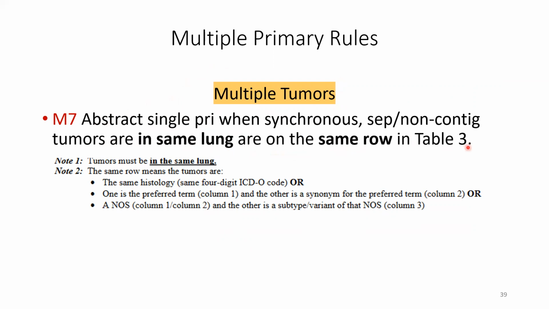So we just looked at table 3. They could be one in column 1 and one in column 3, or you could have something from the preferred term in column 1 and the synonym in column 2. So one of these is an NOS, and they're telling you that this is all the same primary. You have one tumor. So multiple tumors abstracted as a single primary.